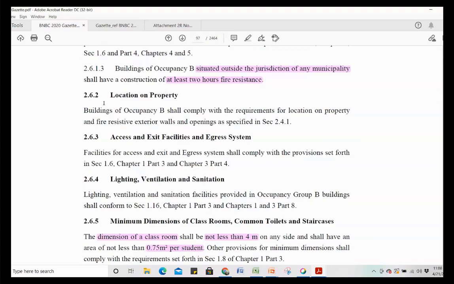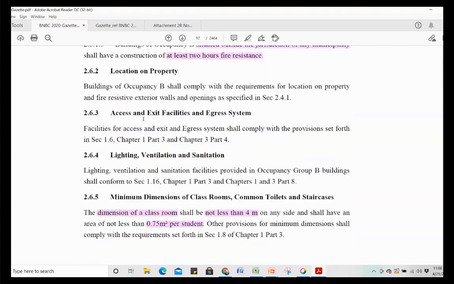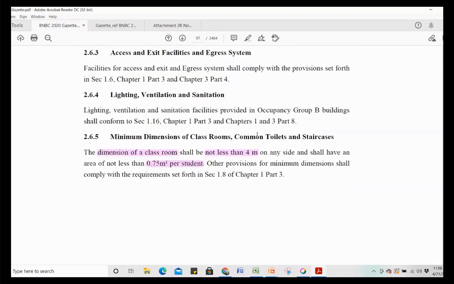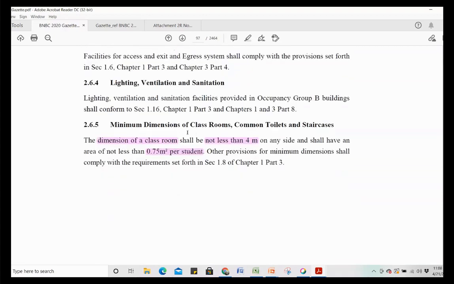So we are not going into detail for location of property, access and exit facilities and egress system, lighting, ventilation and sanitation. We are going directly to the minimum dimension of classrooms, common toilets and staircases. So it is a specific requirement particularly for this segment, occupancy B. So the dimension of classrooms shall not be less than 4 meter on any side and shall have an area not less than 0.75 square meter per student. So that is the space requirement here.